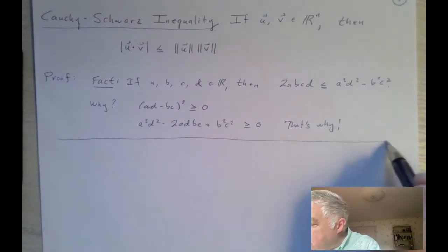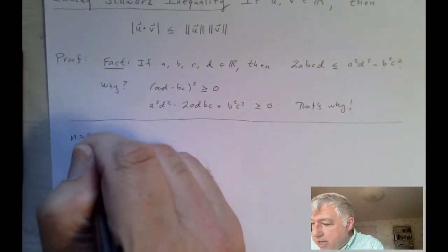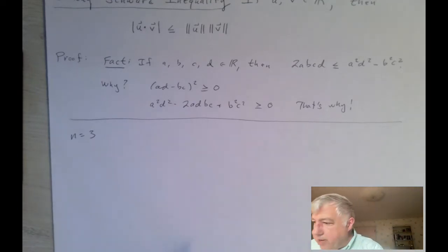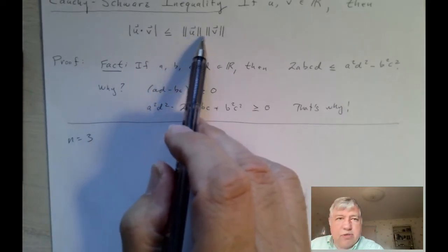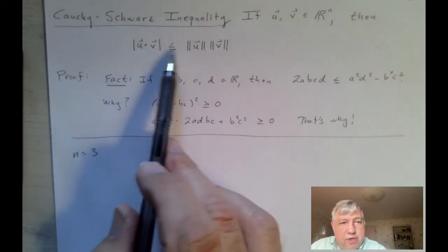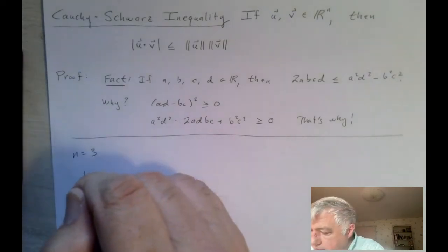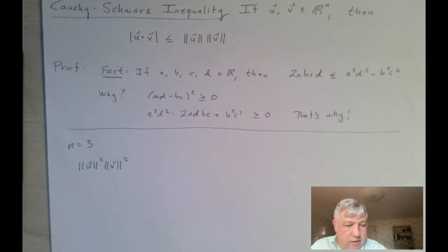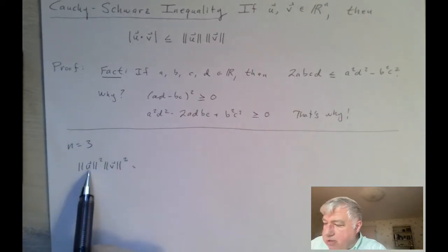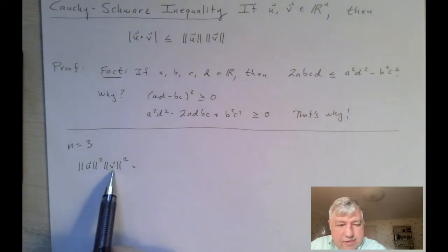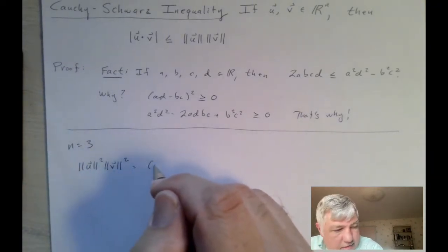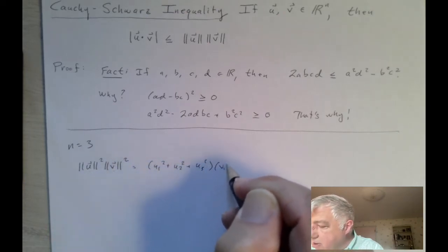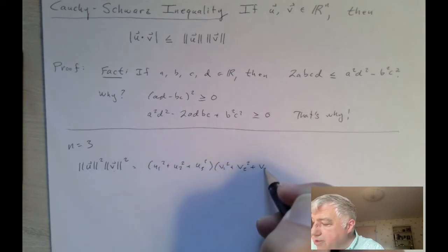Now look at the case n equals 3. We're really going to prove this is true if you square both sides. So if we look at the length of u squared times the length of v squared, this is the dot product of u with itself, and this is the dot product of v with itself. So this is u1 squared plus u2 squared plus u3 squared, times v1 squared plus v2 squared plus v3 squared.